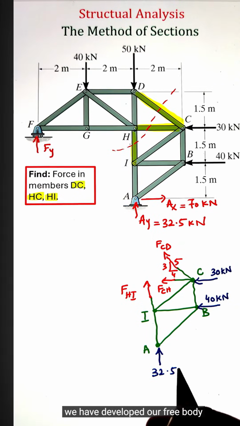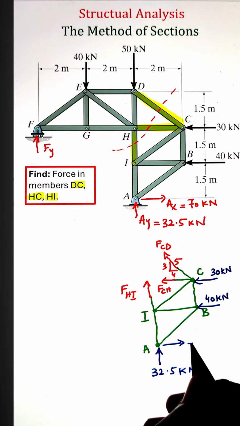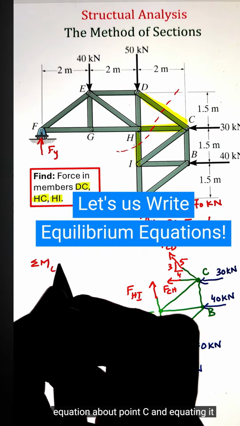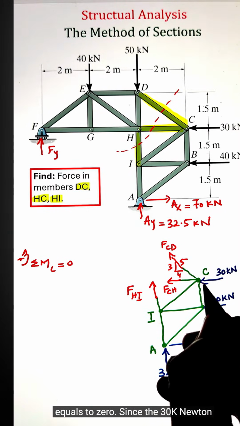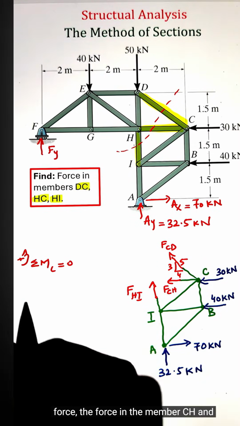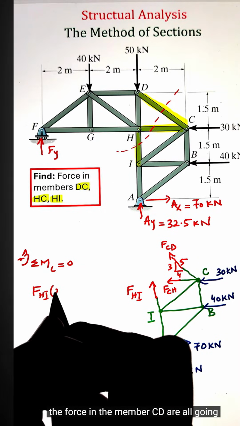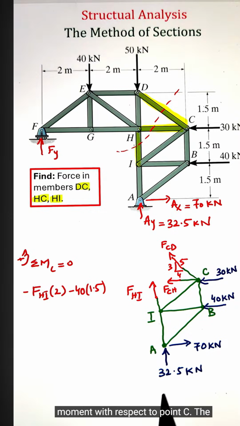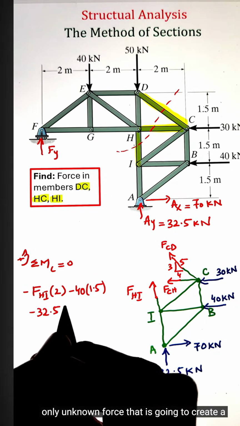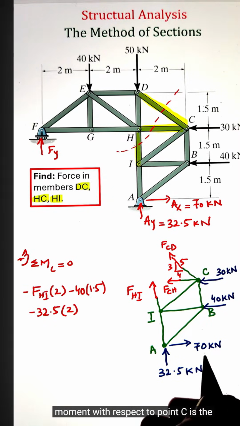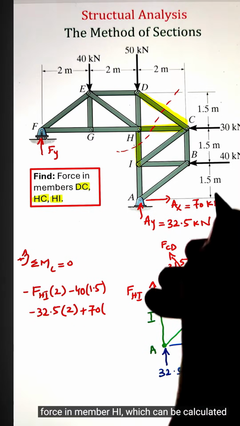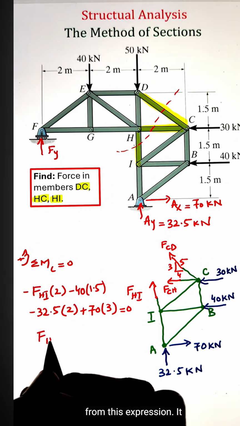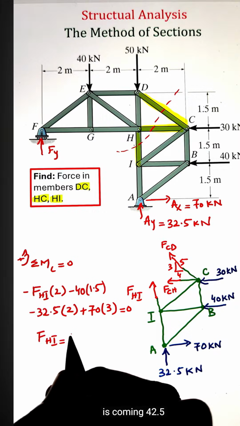Once we have developed our free body diagram, let's go ahead and write the equilibrium equation. We can start by writing the summation of moment equation about point C and equating it equals to 0. Since the 30 kilonewton force, the force in the member CH, and the force in the member CD are all going through point C, they won't create any moment with respect to point C. The only unknown force that is going to create a moment with respect to point C is the force in member HI, which can be calculated from this expression. It is coming 42.5 kilonewtons.